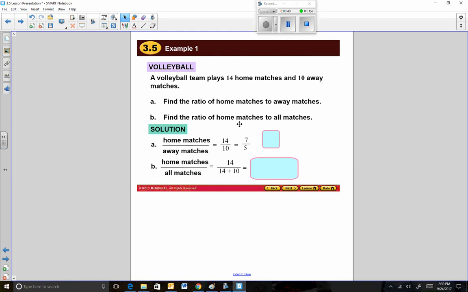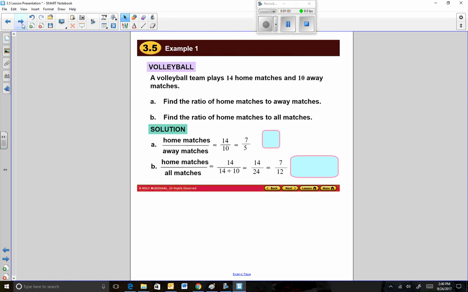Now, find the ratio of home matches to all matches. So the home matches was 14, but for all the matches you have to take the 14 plus the 10, because that was all of the matches together. So you get 14 to 24. Now, of course, if you can simplify, you should. Since these are both divisible by 2, we divide them both by 2, and we get 7 to 12.